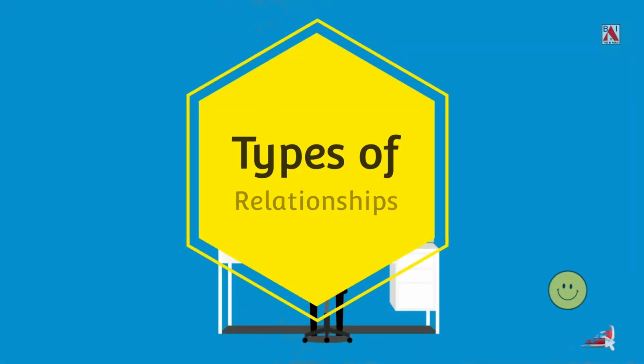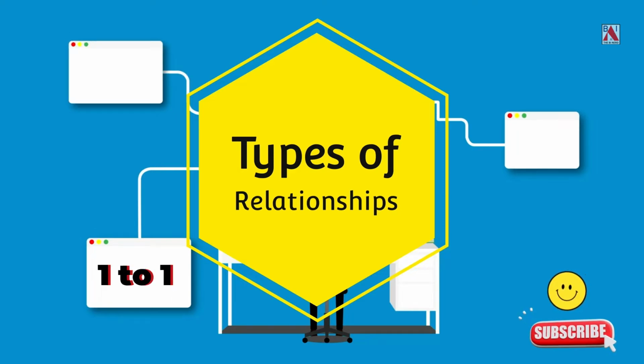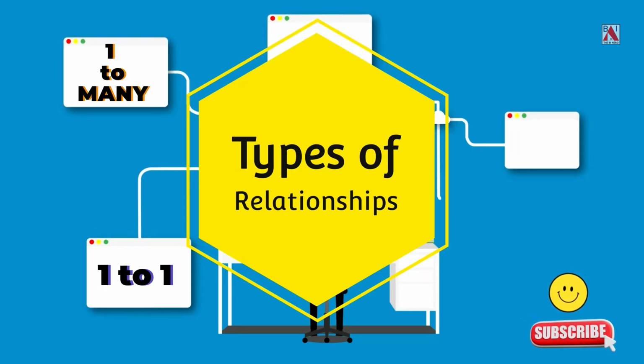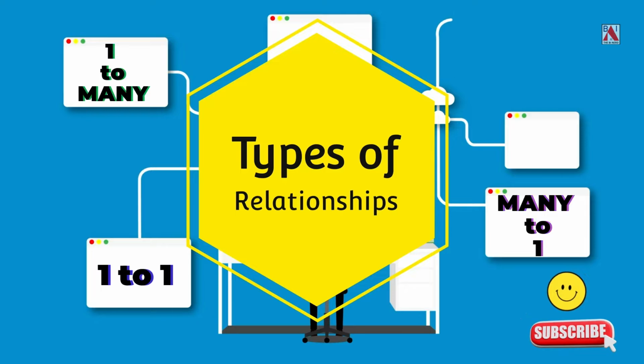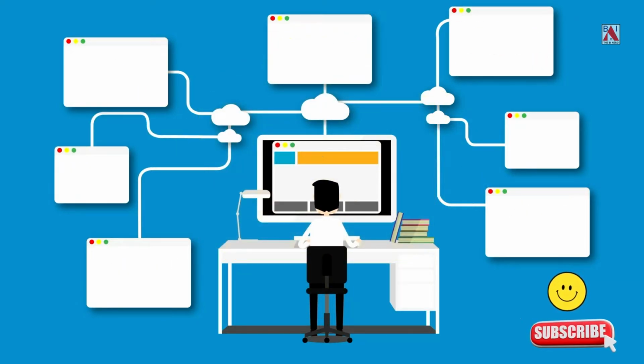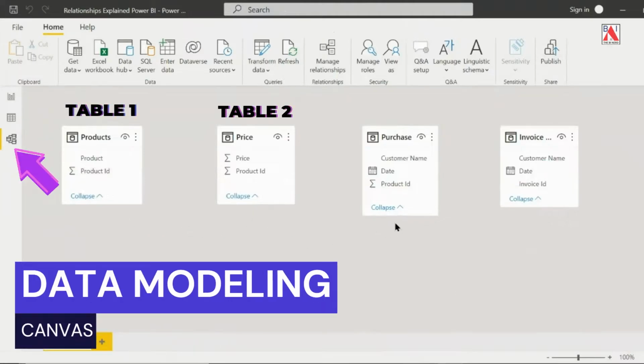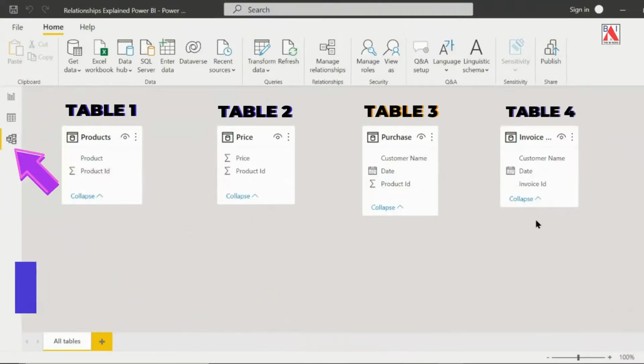In this video, we will learn different types of relationships in Power BI. We will review one-to-one, one-to-many, many-to-one, many-to-many relationship. We have Products as Table 1, Price as Table 2, Purchase as Table 3, Invoice as Table 4.